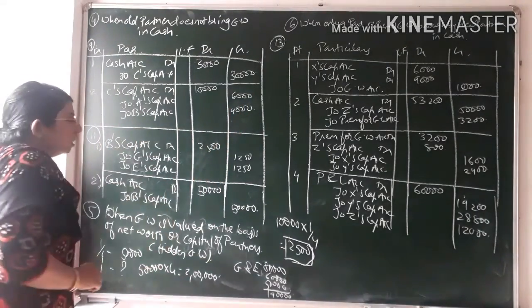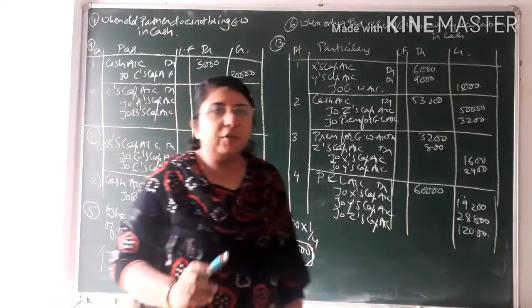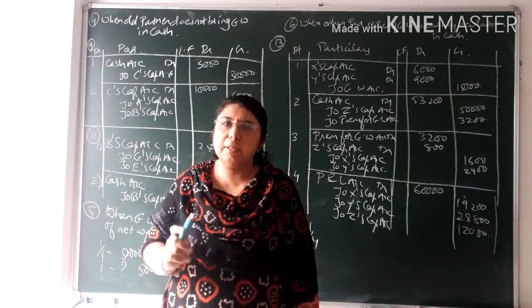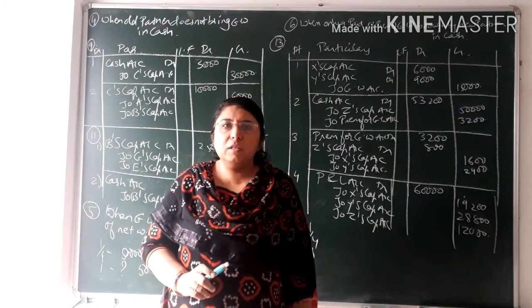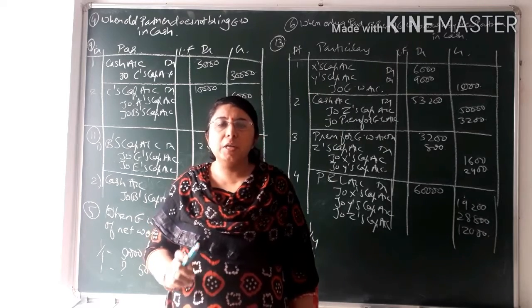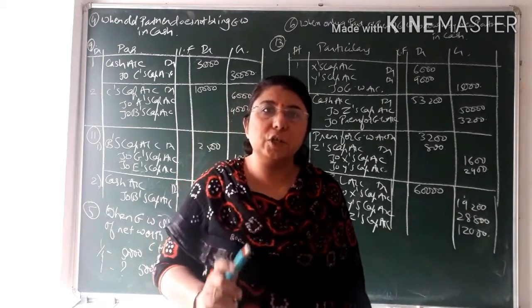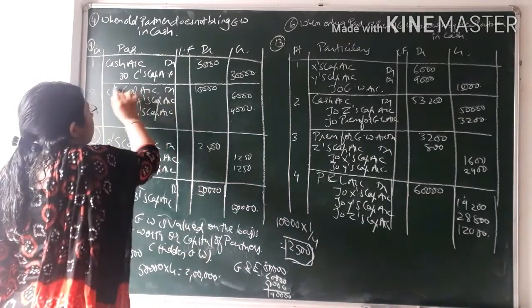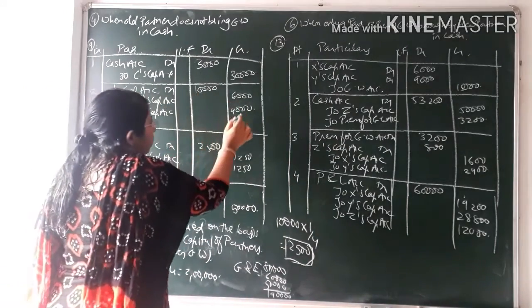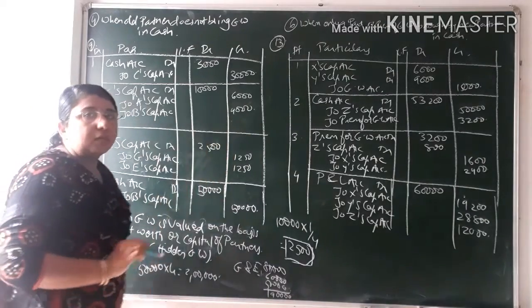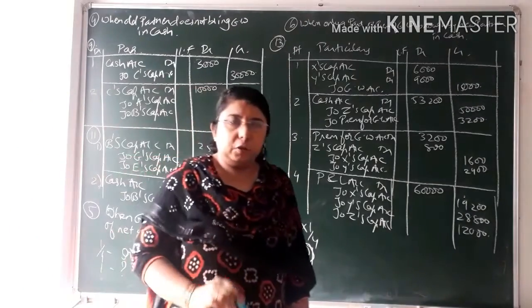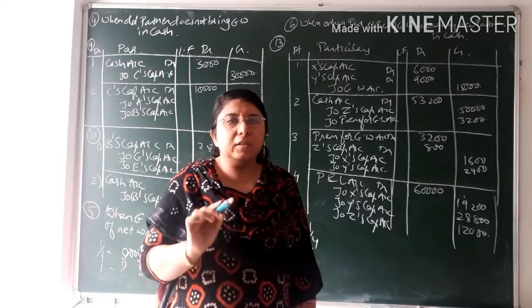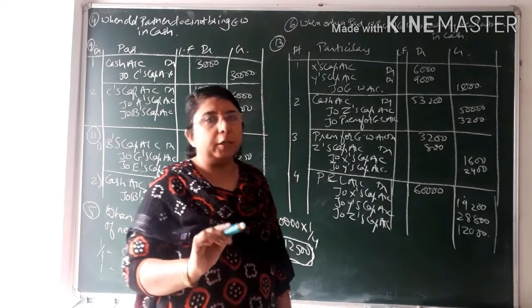So these are the two journal entries. The first journal entry is when he brings the amount of capital in cash, and the second entry is when he does not bring his share of goodwill in cash. In that case, the amount of goodwill of his share will be distributed amongst the old partners in their sacrifice ratio. Okay, so up till now we have discussed the fourth situation related to goodwill.